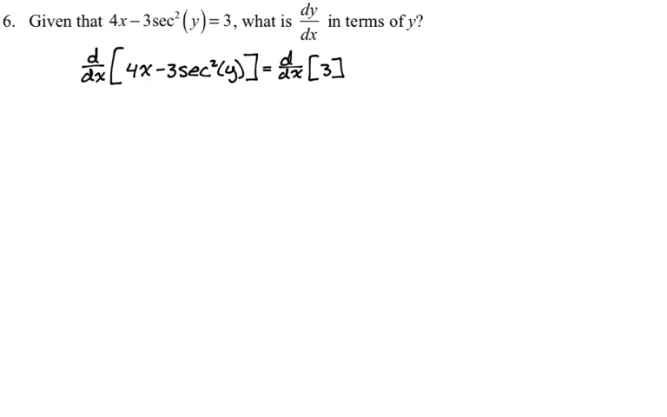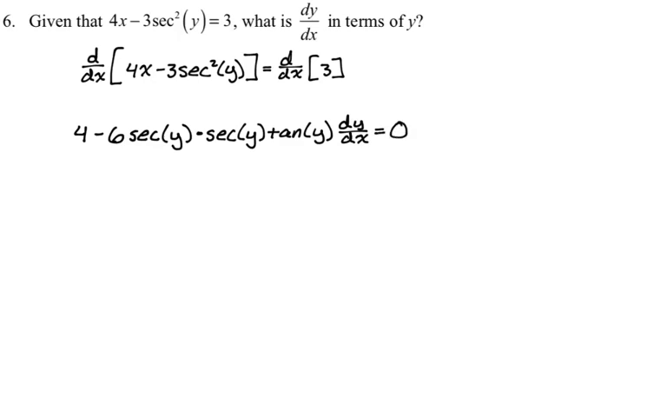All right, on the left-hand side, the derivative of 4x is 4 with respect to x. The derivative of negative 3 secant squared of y is kind of a chain rule problem, right? So negative 3 something squared, so it's going to be negative 6 secant of y times the derivative of secant of y, which is secant y tan y, times the derivative of y, which is dy dx. Okay, and then we said the right-hand side, definitely 0, derivative of a constant.